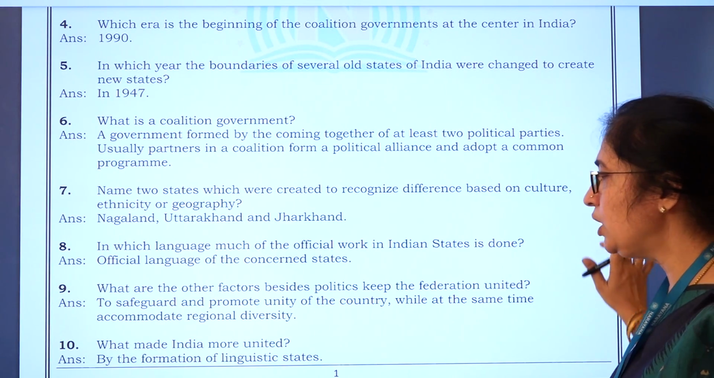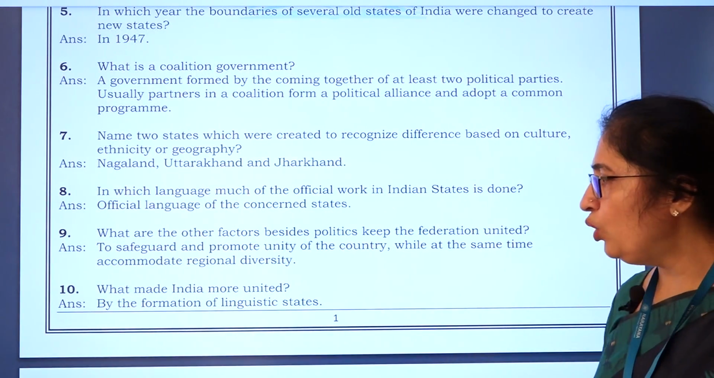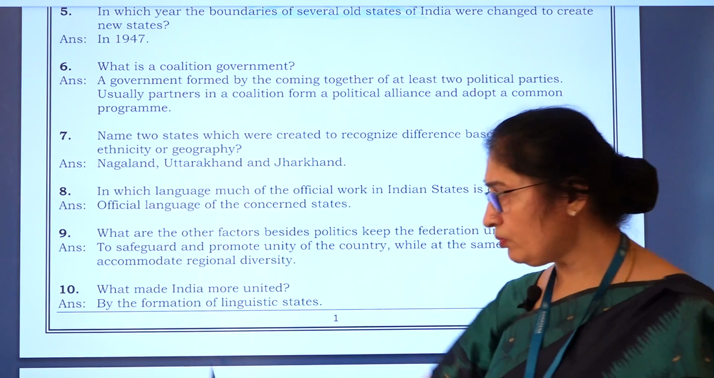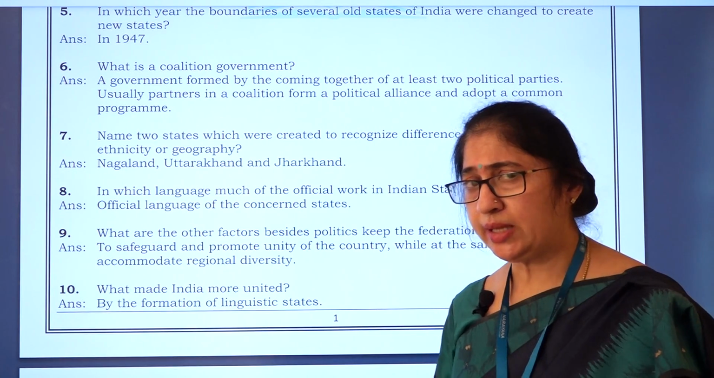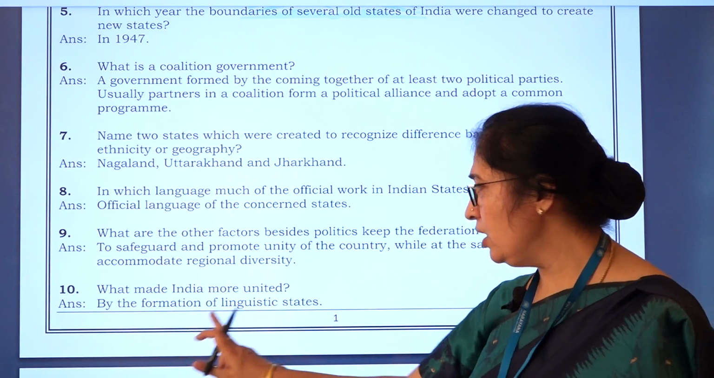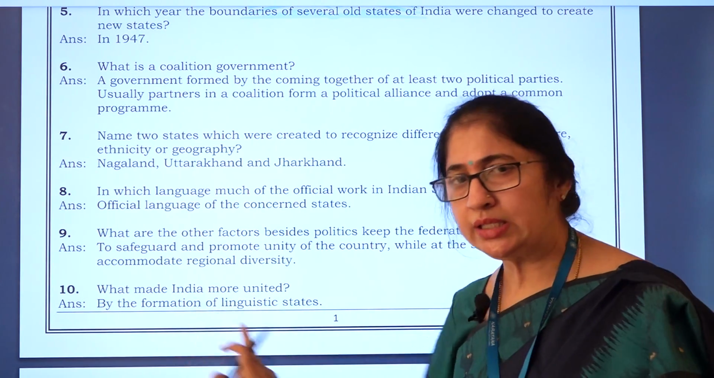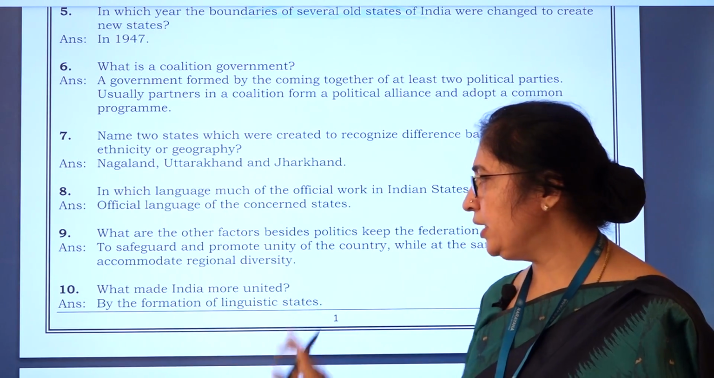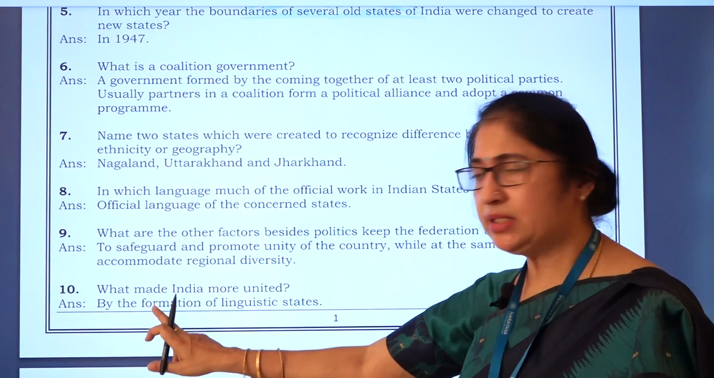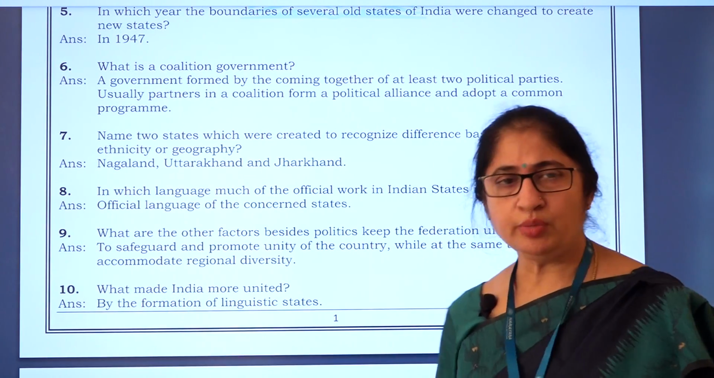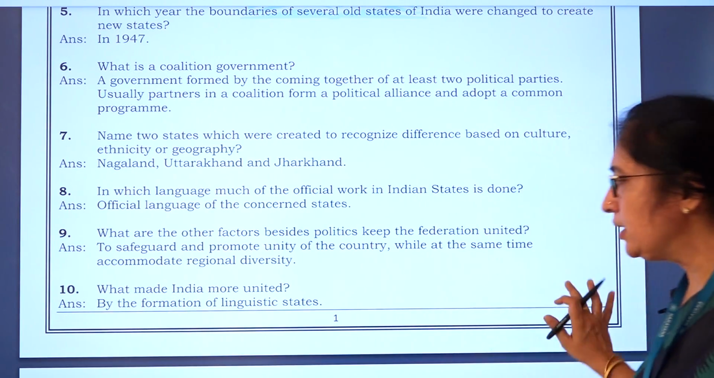What is the next question? What made India more united? To make India more united, what was the step taken after 1947? Formation of linguistic states. So what made India more united? Usually you get this type of question in MCQ. So what is the answer you are supposed to write? By the formation of linguistic states.